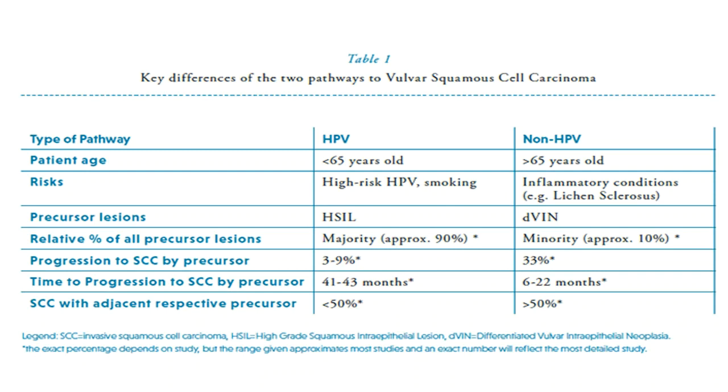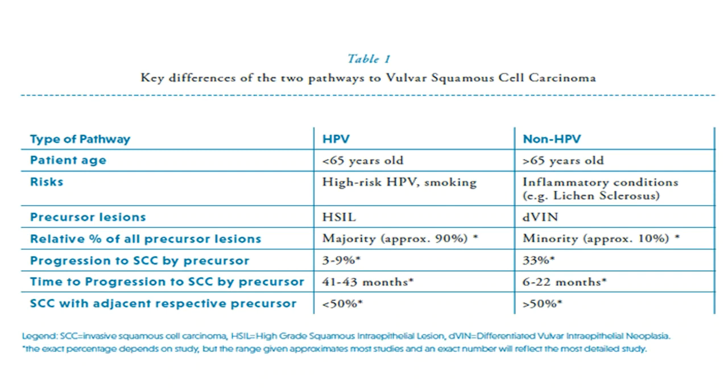This table shows broadly the differences between the HPV-dependent and the HPV-independent squamous carcinoma. HPV-dependent squamous carcinoma is usually in the younger, less than 65 years old, associated with high-risk HPV and smoking. Precursor lesions are usually present, which is the HSIL or the uVIN. The relative percentage of all precursor lesions is the majority, approximately 90%. Progression to squamous cell carcinoma by precursor is 3 to 9%.